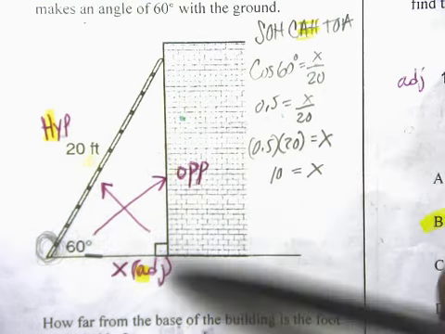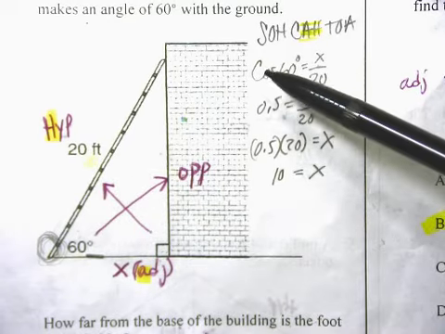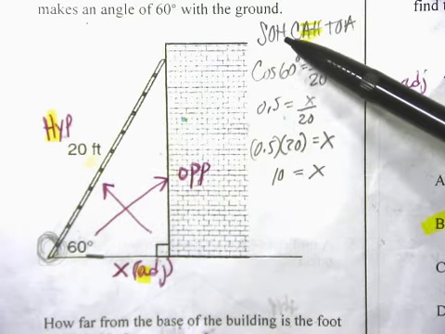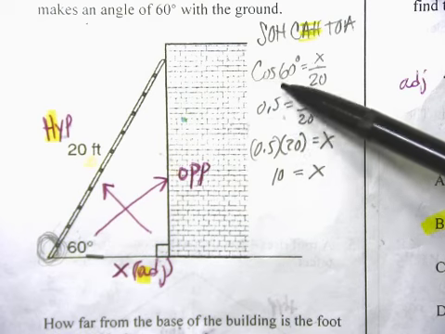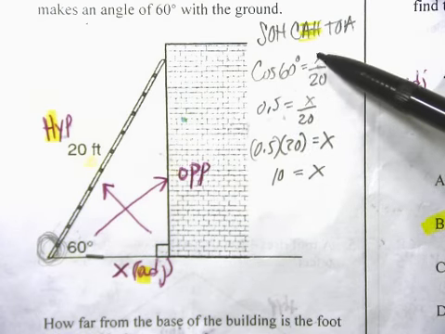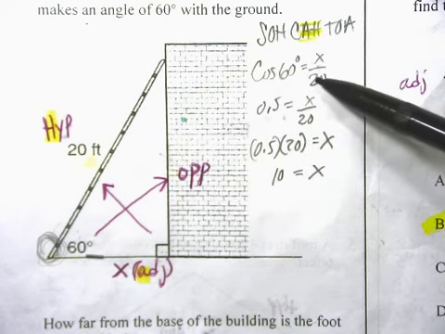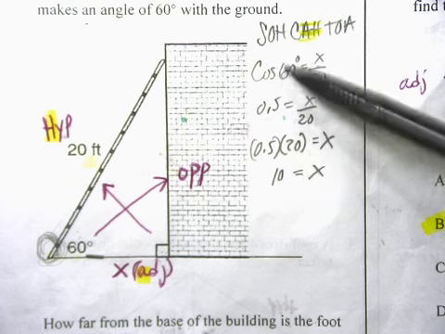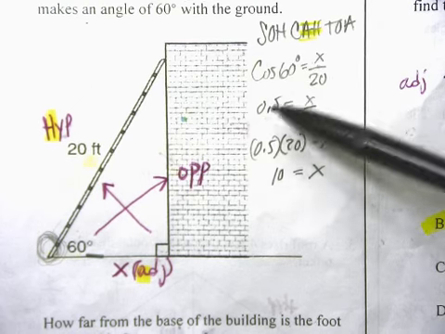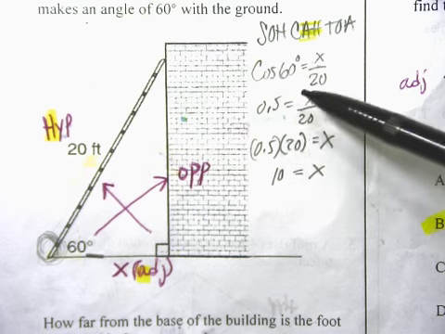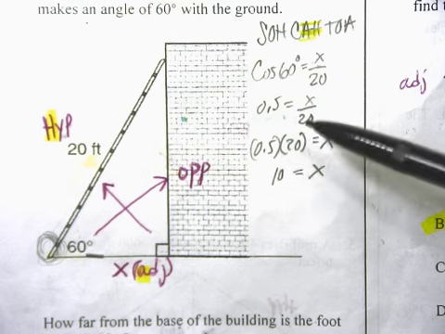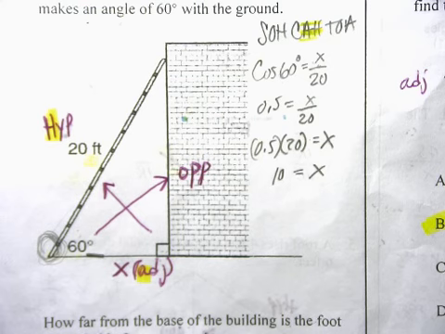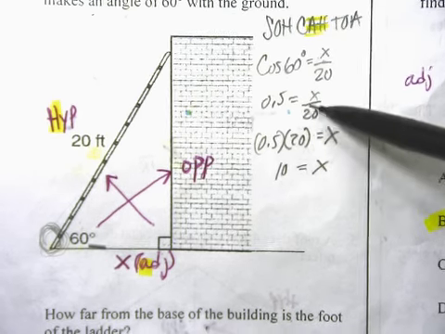What's my adjacent? X. There it is, X. And what's my hypotenuse? 20. So it's going to be X over 20. So I'm going to take the cosine of the angle: the cosine of 60 degrees is equal to the adjacent X over 20. That's how I'm going to set it up. Now, the cosine of 60 degrees, when I type it into my calculator, is 0.5, and that's equal to X over 20.